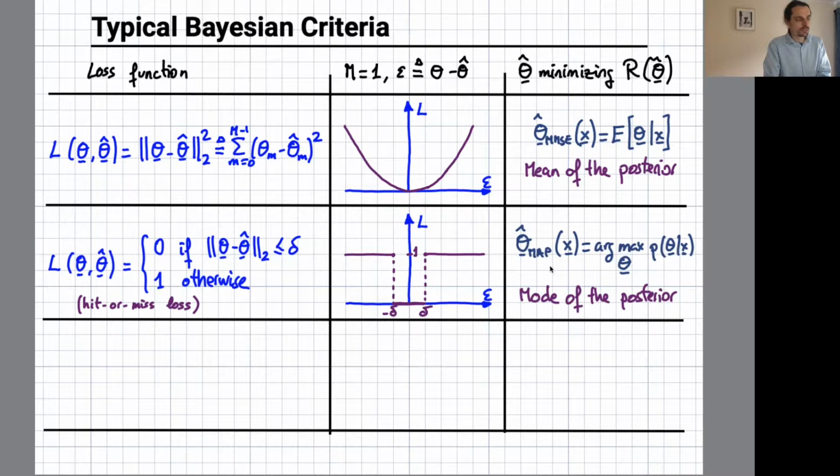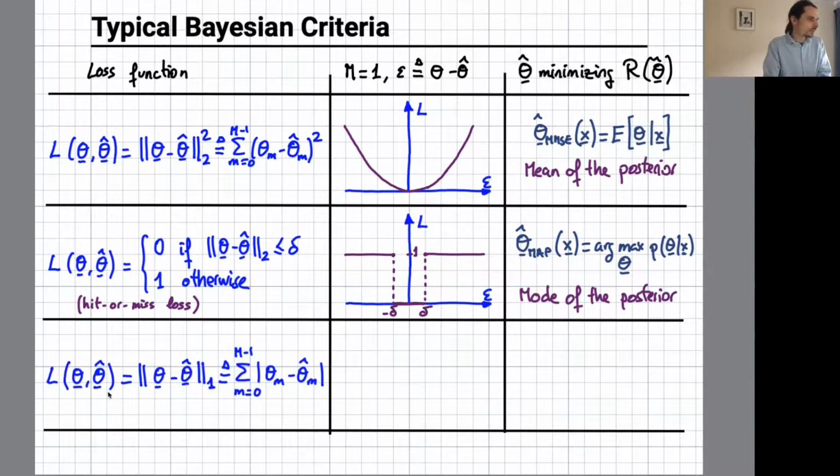And it can be shown that the minimum Bayes risk estimator for this case is the one that maximizes the posterior PDF. In the terminology of probability theory, the maximum of a PDF is the mode. So we see here another example of a minimum Bayes risk estimator.